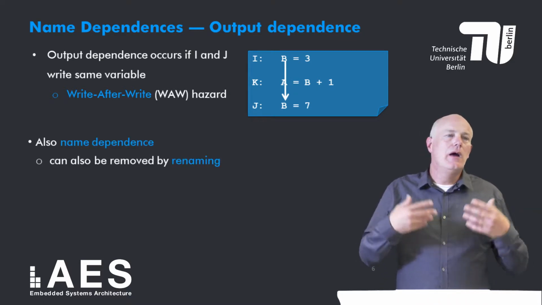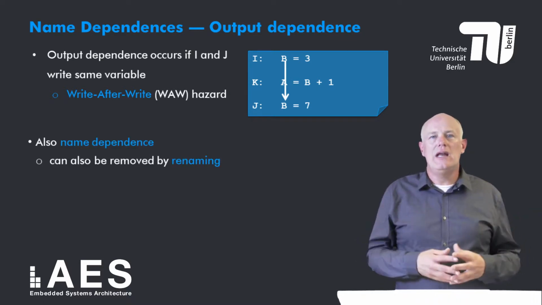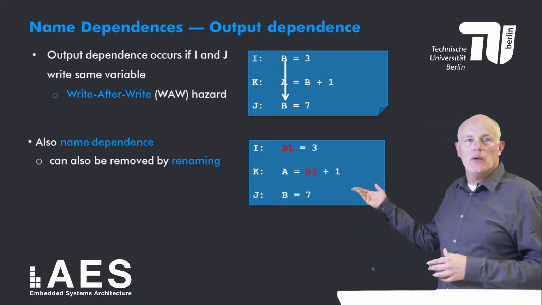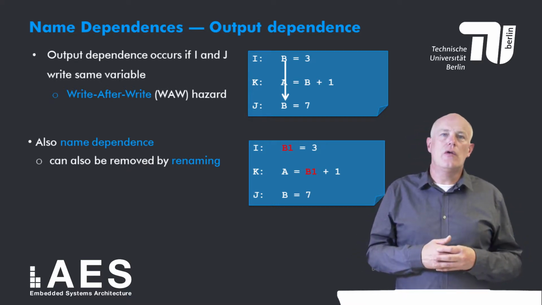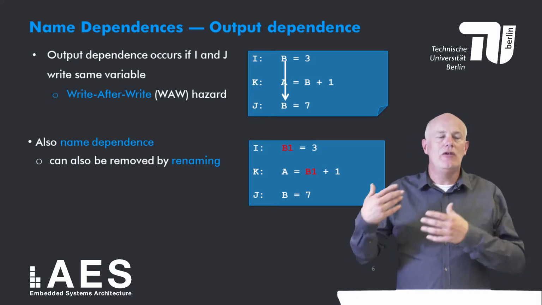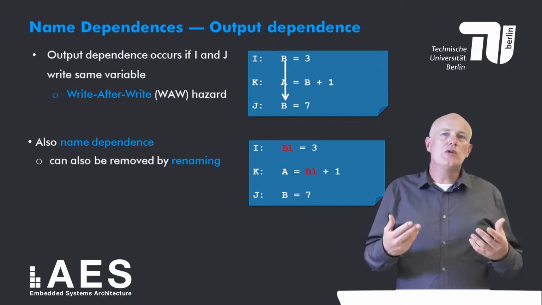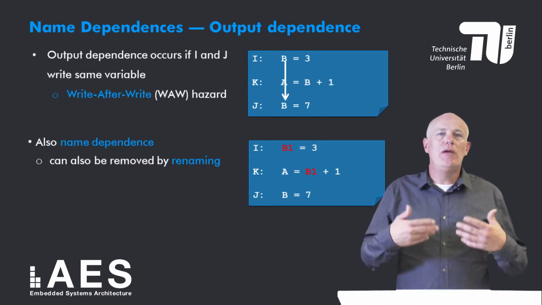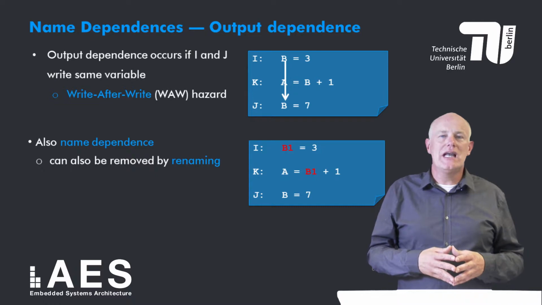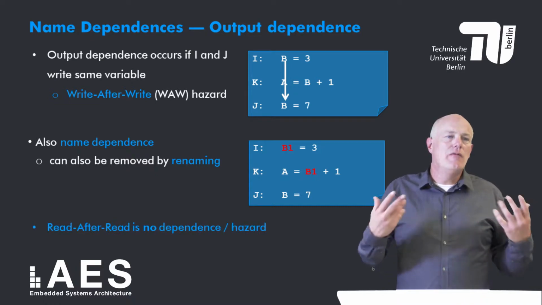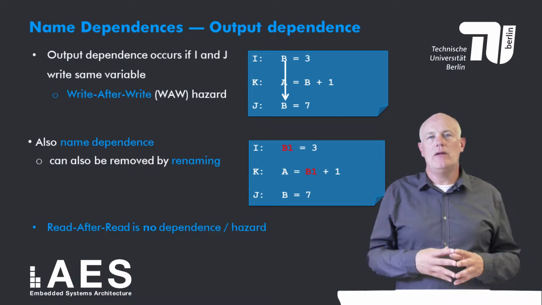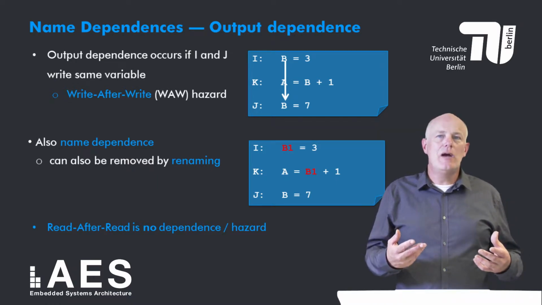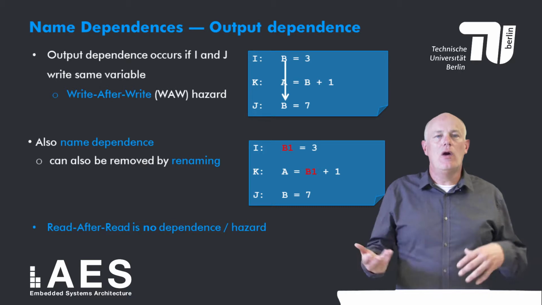In this example, there is an output dependence between the first and the last statements, since both write the variable B. An output dependence is also a name dependence and can also be eliminated by renaming, as shown in this example. The first two occurrences of the variable B have been renamed to B1. Now statement J can be executed before or in parallel with statements I and K. Finally, I remark that the read after read case is no dependence or hazard. Reading a variable can be performed in parallel or out of order.